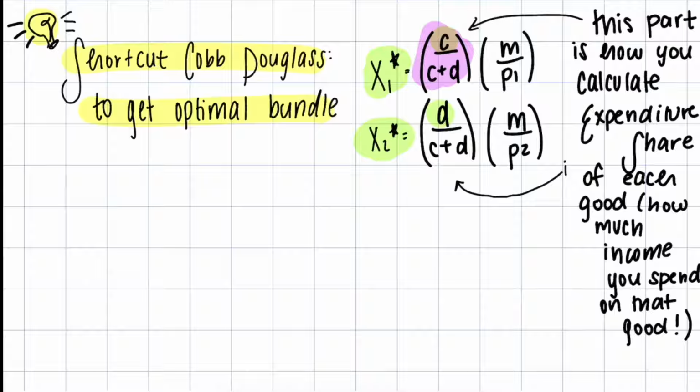This part right here specifically, only the exponents, is called our expenditure share. So if they ever ask you about the expenditure share of a good, it means how much income you're spending on that good. And that percentage or fraction can be found using either c over c plus d or d over c plus d, depending on what good they're asking about.